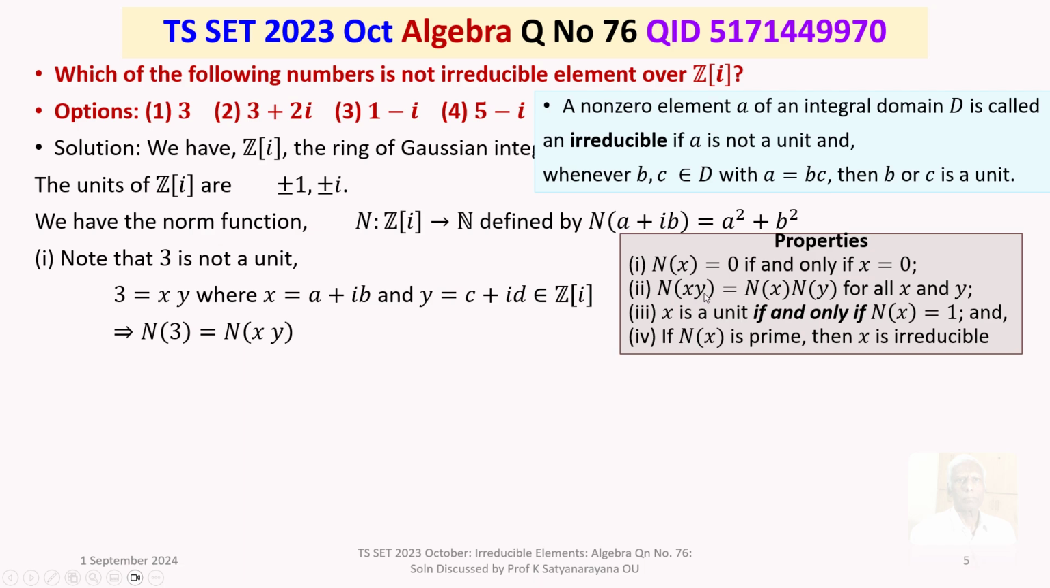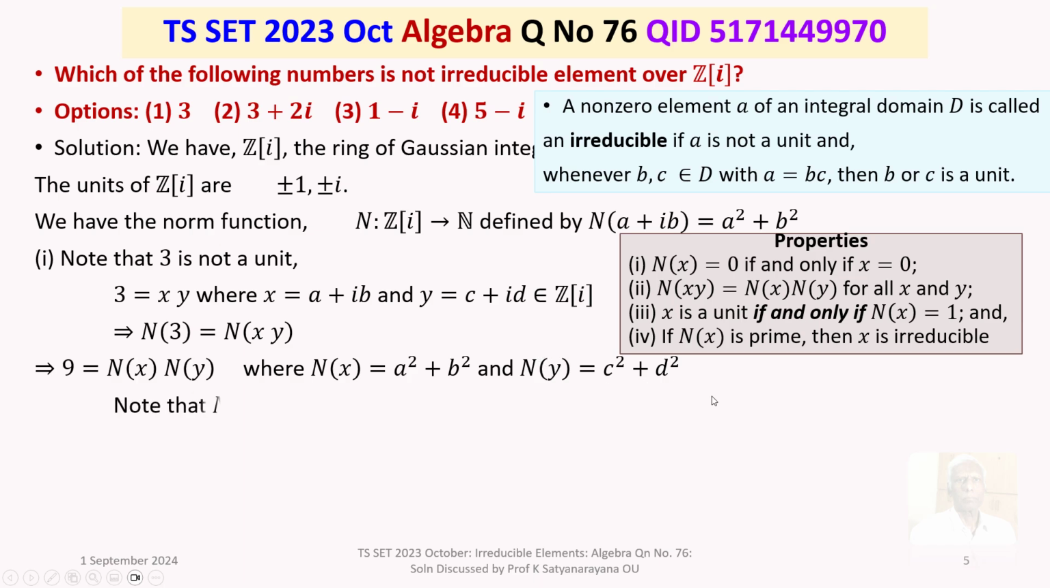The property 2 is N of xy is equal to N of x into N of y for all x and y. So N of 3 is 3 square only, and the imaginary part is not there, therefore 9. N of 3 is 9, which is equal to N of x into N of y. So x is a plus ib, N of x is a square plus b square, and y is c plus id, N of y is c square plus d square. So what are the possibilities? How can 9 be split as a product of factors?